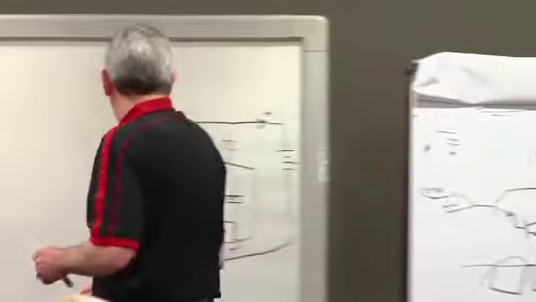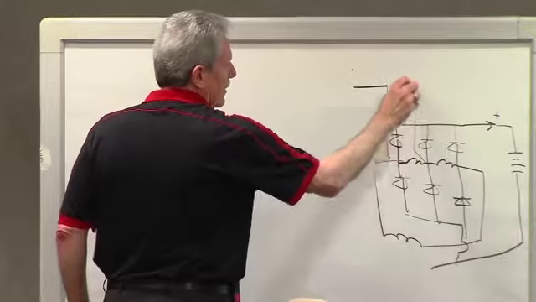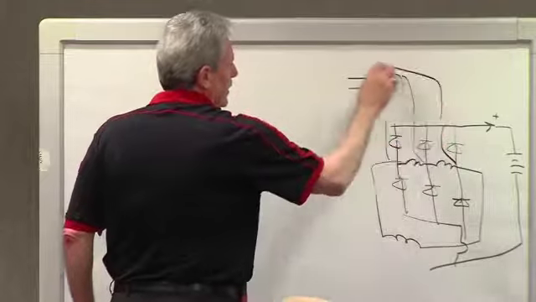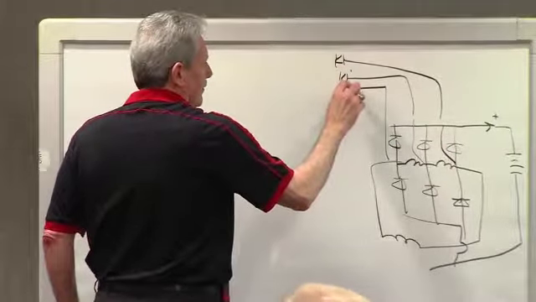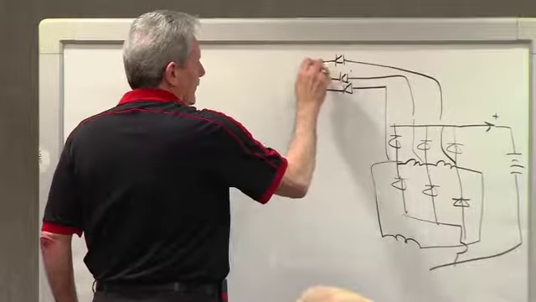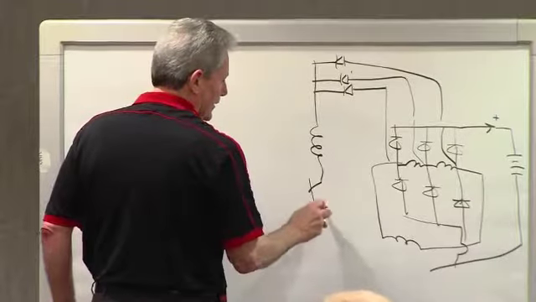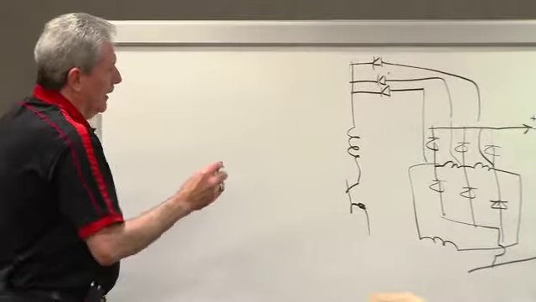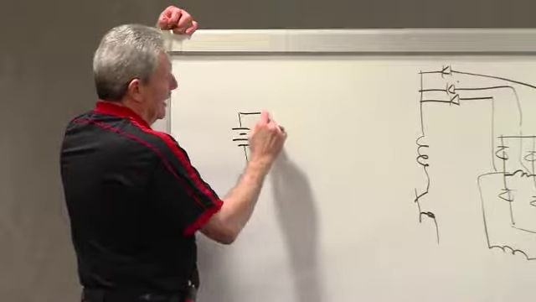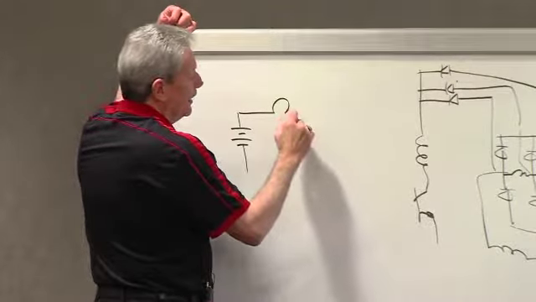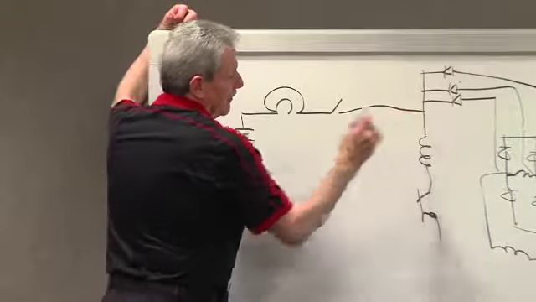Now, let's go back over here. Here's the trio. This goes to the field, and this goes to that transistor. Here's the battery. It goes through an ignition, through an indicator lamp, then to a switch.